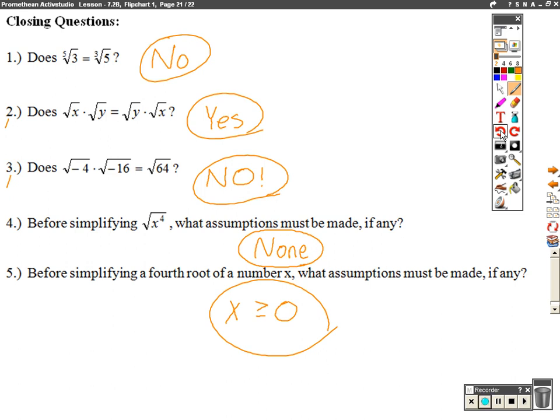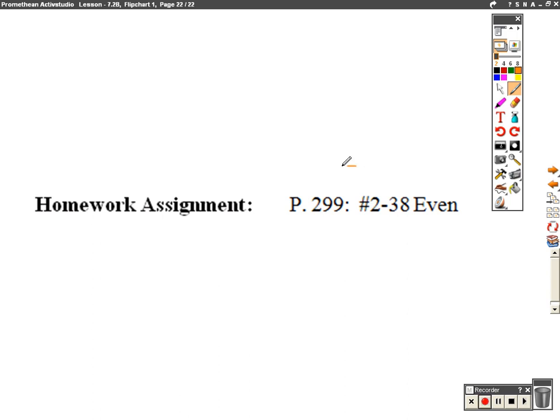No assumptions must be made in number 4 because you might just have to use absolute value brackets. We don't really care if x is negative or positive. However, in number 5, you can't take the 4th root or the 6th root or the 8th root or the square root of a negative number, so x has to be non-negative. Your homework is in the book 2 through 38 even.